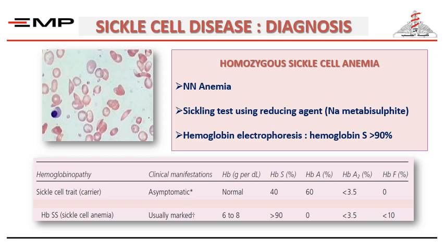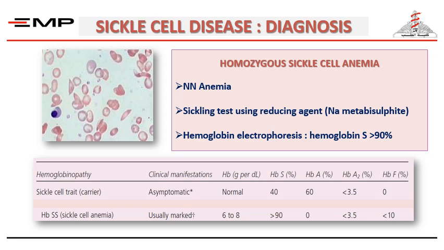So for diagnosis, you make a blood picture. There is anemia. It's normochromic normocytic anemia. There is sickling. There are sickle cells in the peripheral blood. If you don't see sickle cells, you do the sickling test. Sickling test means addition of a reducing agent to the blood film, like sodium metabisulfite. This results in sickling. And hemoglobin electrophoresis will reveal hemoglobin S more than 90%.